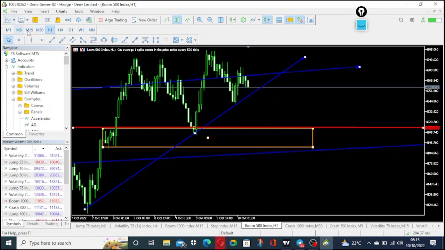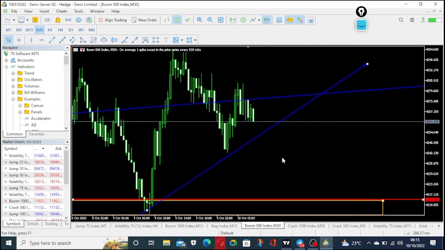This is the H1 time frame. It is also showing us the same thing. There has to be a break here before I'll be sure to sell up to this point.